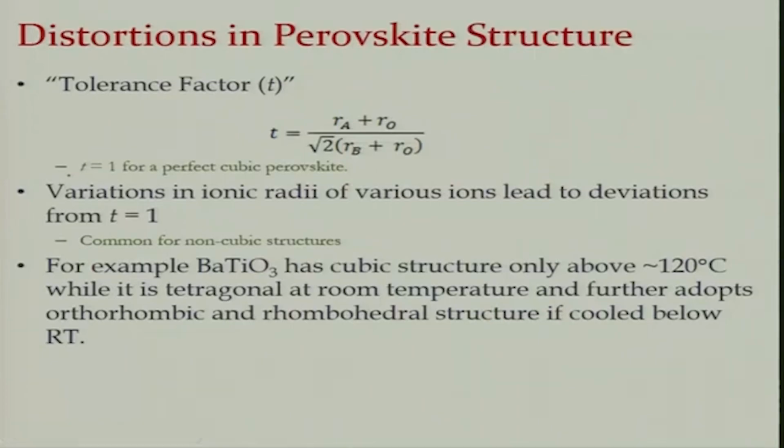So, the tolerance factor will be 1 for a perfectly cubic perovskite, but if it is not cubic, which it is not in most materials, it tends to deviate from 1. Generally it tends to be lower than 1, and you generally have tetragonal distortion or rhombohedral distortion. This cubic structure changes to tetragonal at room temperature, for example, for barium titanate. Many of these materials have transition temperatures. Above a certain temperature they are cubic, and below that temperature they are non-cubic structured. We will see that when we learn about the ferroelectric materials.